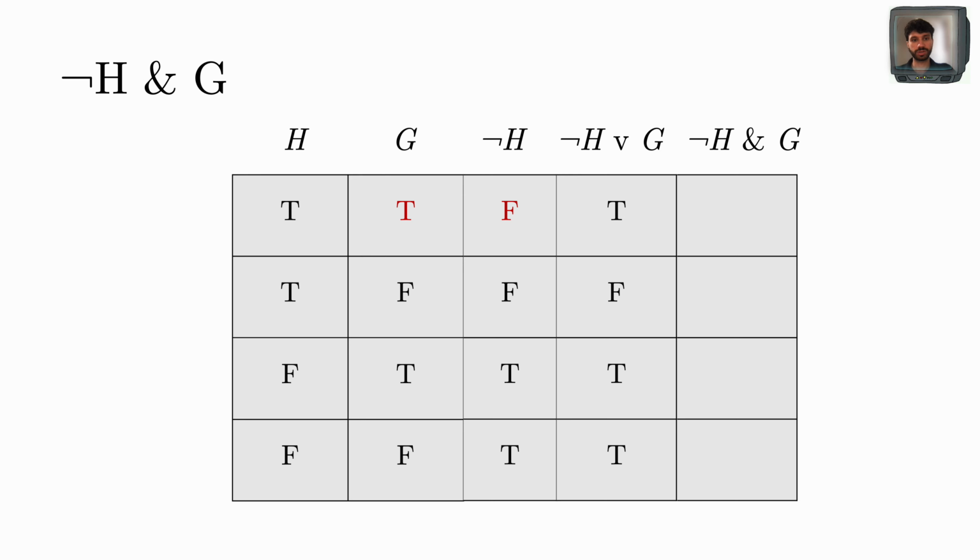True and false. Do you remember what that is? Well, it's false. If you have one conjunct that's false, that makes the whole conjunction false. Let's look at the second row. False and false is also false. True and true is true. And false and true, just like the first row, is false. So we're done with filling out the truth table for not H and G. Easy, right?